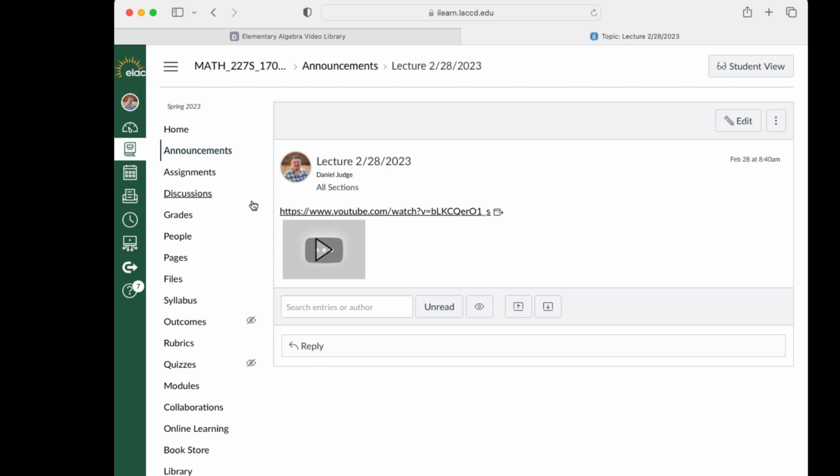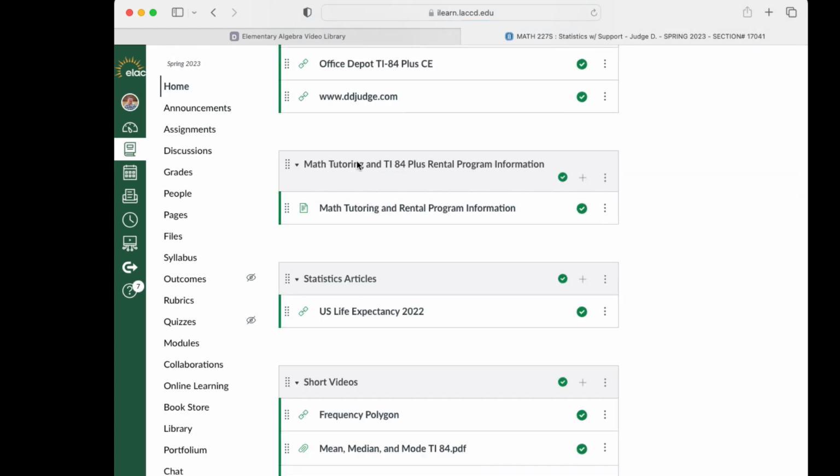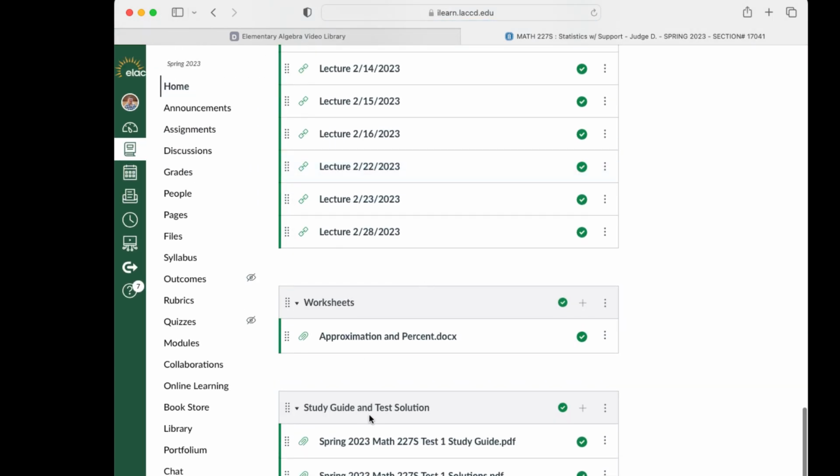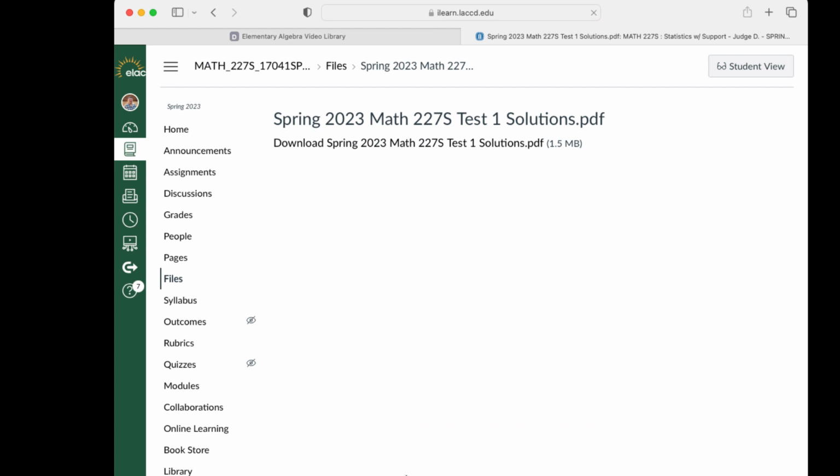I have graded your test one, so let's take a look here. Under the module section called Study guide and test solutions, what do you guys see here? Yes, test one solution. So what you want to do is compare what you have with these solutions. You are going over where you made your mistakes. That's why I provide the test solutions there for you.